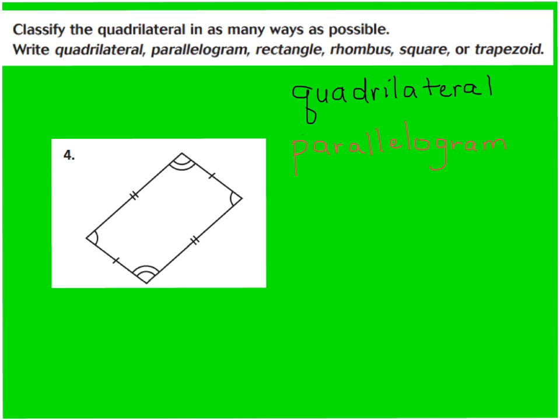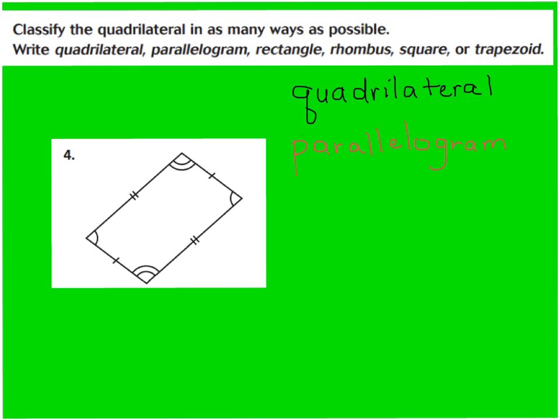Okay, for question number 4, you should have only had 2 choices written down. You should have said that this was a quadrilateral because it does have 4 sides and 4 angles. It is a parallelogram because these 2 sides are parallel and these 2 sides are parallel.